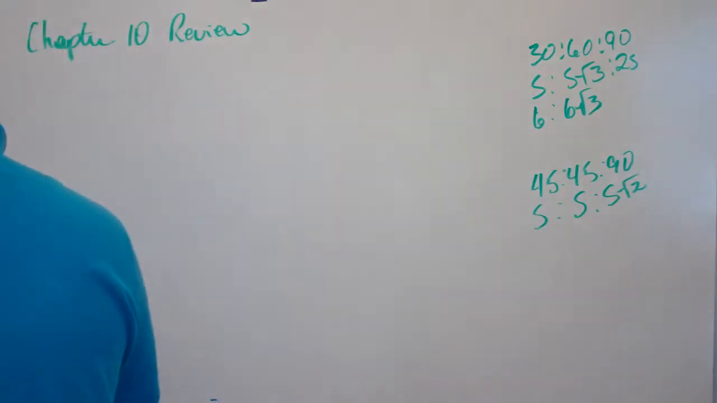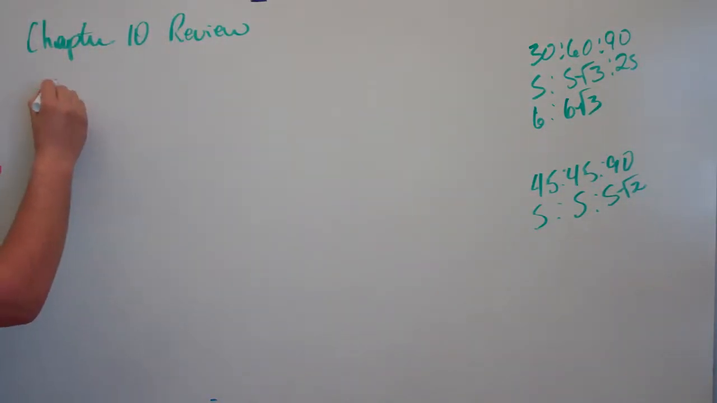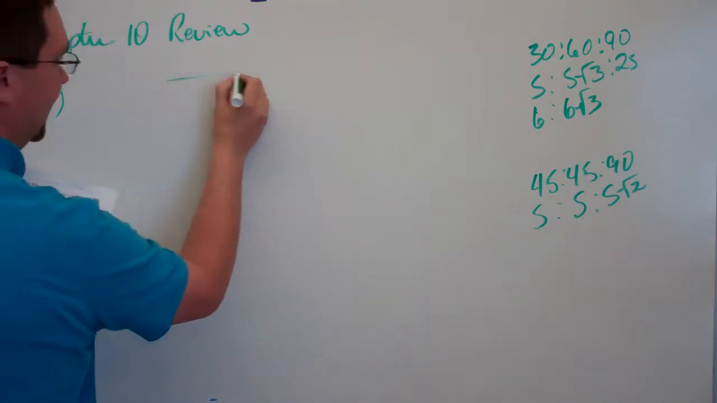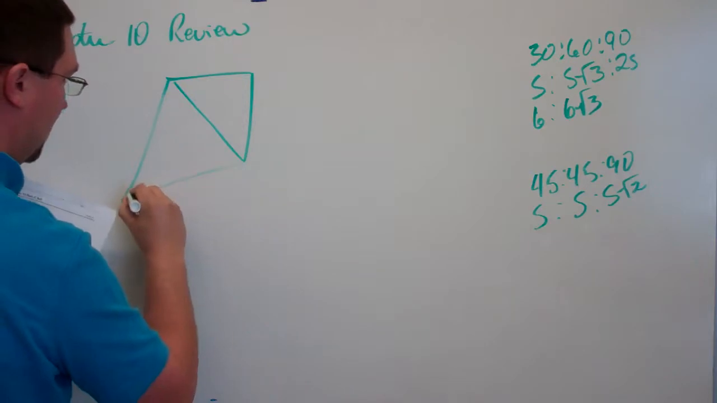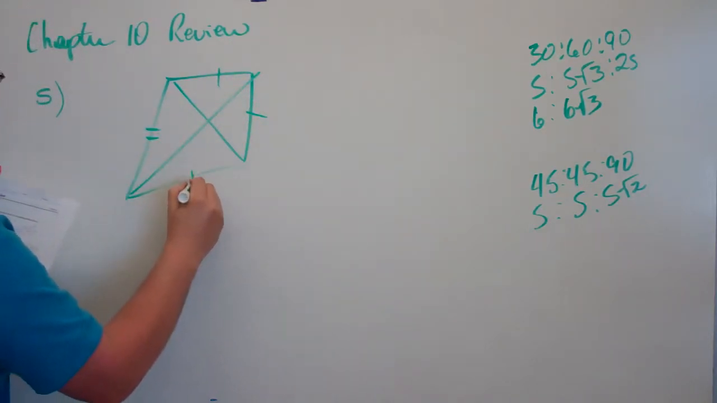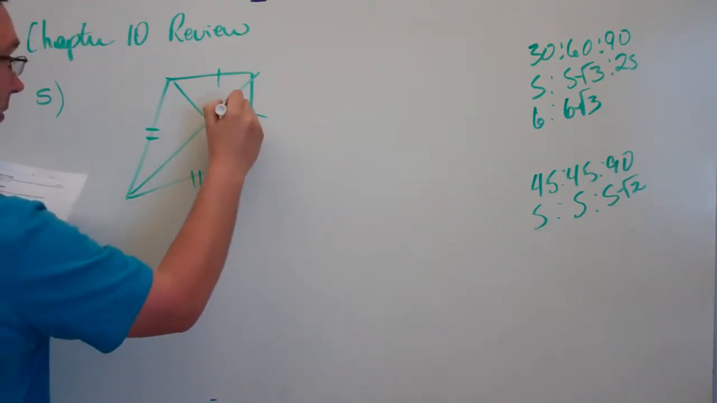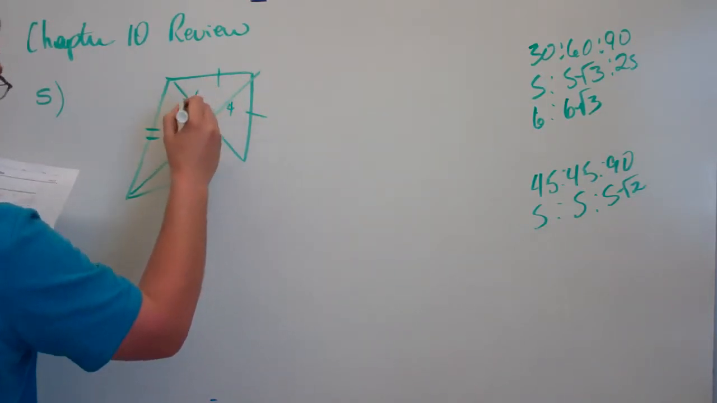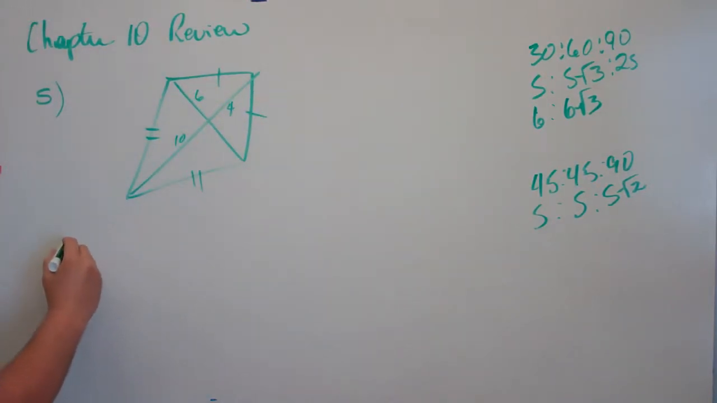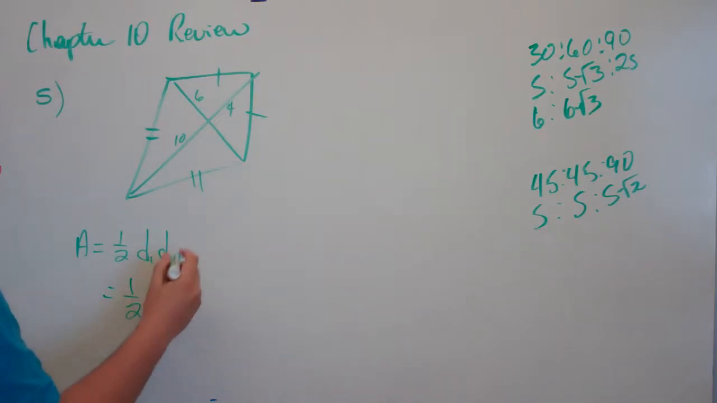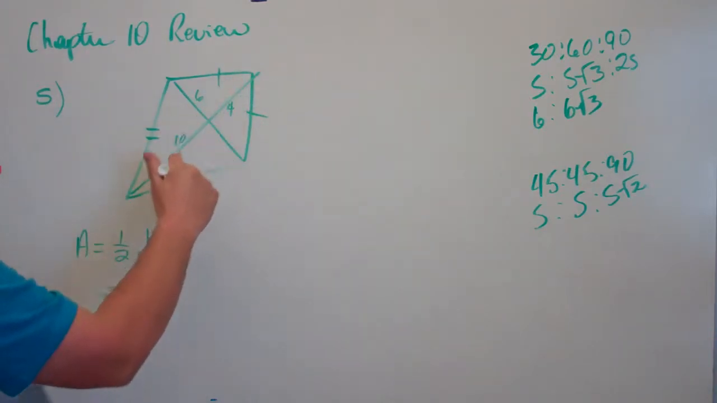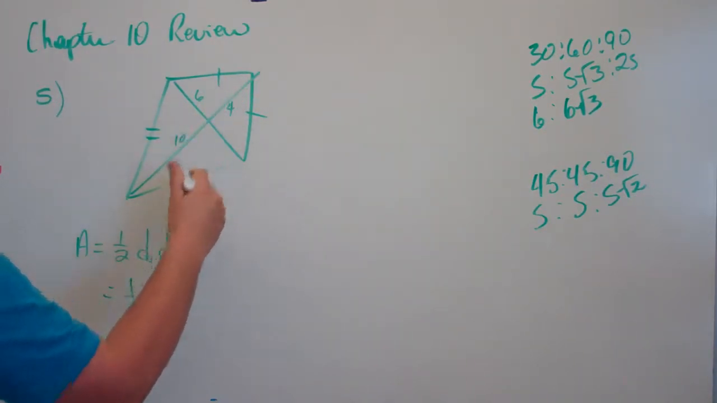I'll leave that up there for a while. Alright, number 5. We need to find the area of a kite. This is 4, this is 6, this is 10. Now the formula for area of a kite is 1/2 diagonal 1 times diagonal 2. Alright, so 1/2 diagonal 1, doesn't matter which one you call 1. Let's call this one 1, that runs from here to here. So that means the total length of this diagonal is 10 plus 4, which is 14.